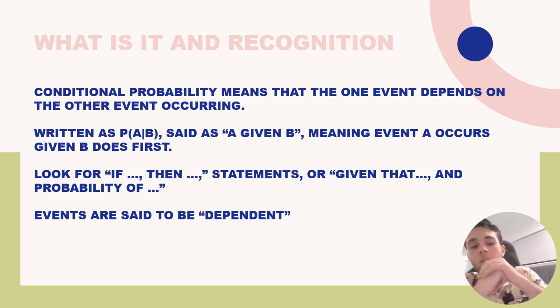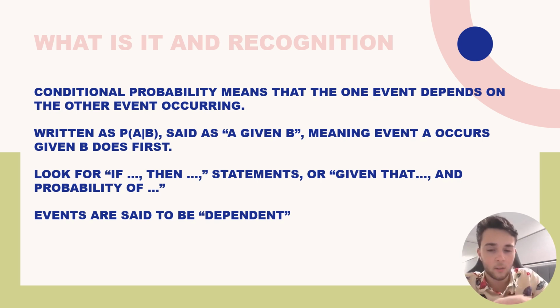Conditional probability is often written as probability of A given B, so we'll have a vertical line in it. Or if it's in a word question, it might be like event 1 given event 2. And that will mean that event A occurs given B does first. So event B will occur first and then event A will follow through.